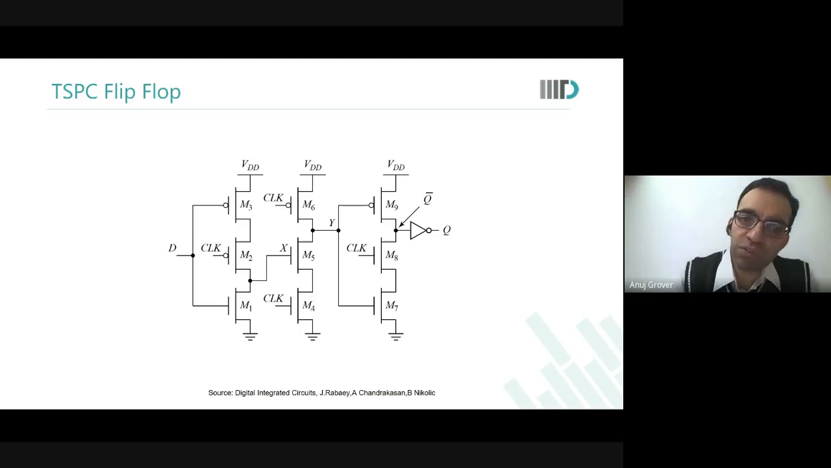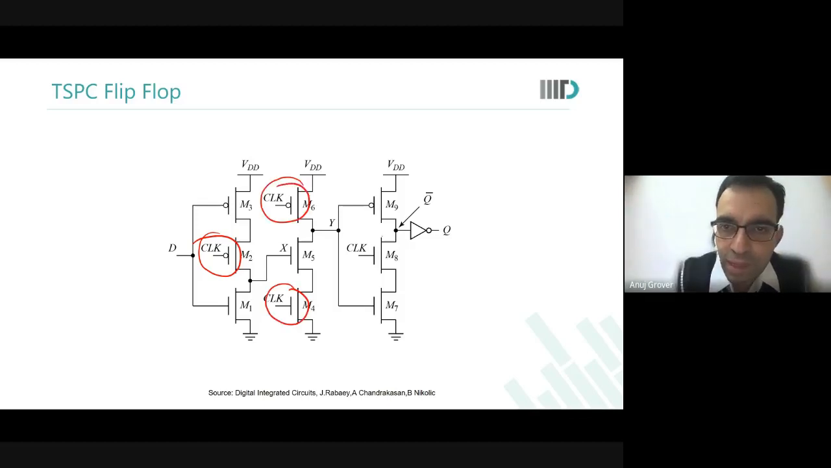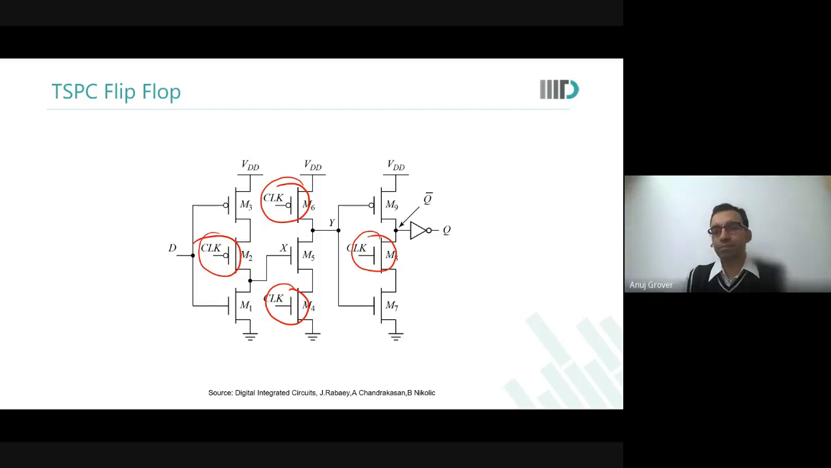Over here, what we've done is clock goes to this gate, these 2 gates, and this gate. And you will see, just see for yourself that this has the flip-flop functionality. Again, this is dynamic in nature. There are nodes which are floating.